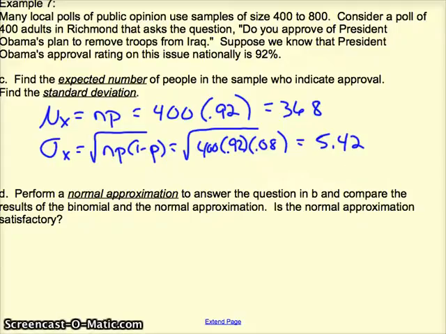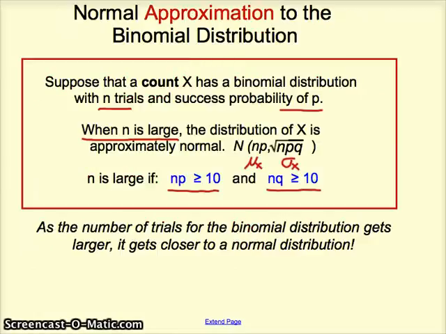D says, perform a normal approximation to answer the question in B. And compare the results of the binomial and normal approximation. Is the normal approximation satisfactory? Well, you're asked to perform a normal approximation to the binomial probability. Well, the first thing you should ask yourself is, am I even allowed to do that? There's a condition. And conditions such as these are going to start showing up in some of the math we do. The math's allowed under certain conditions. Well, we said n times p and n times q had to be greater than or equal to 10.